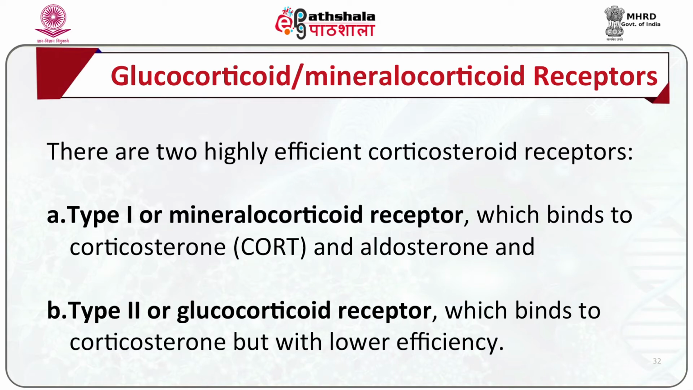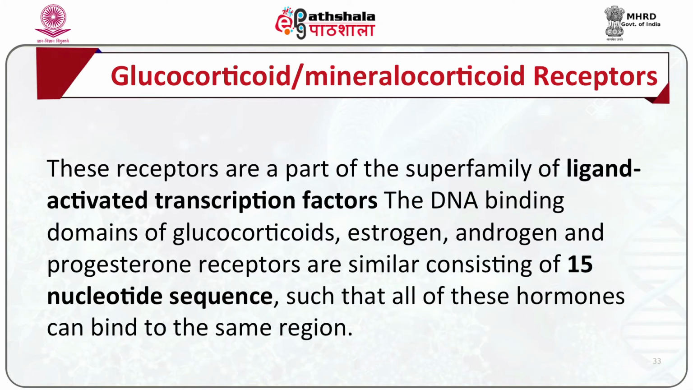There are two highly efficient corticosteroid receptors: type 1 or mineralocorticoid receptor, which binds to corticosterone and aldosterone, and type 2 or glucocorticoid receptor, which binds to corticosterone but with lower efficiency. These receptors are a part of the superfamily of ligand activated transcription factors. The DNA binding domains of glucocorticoid, estrogen, androgen and progesterone receptors are similar, consisting of 15 nucleotide sequences, such that all of these hormones can bind to the same region.